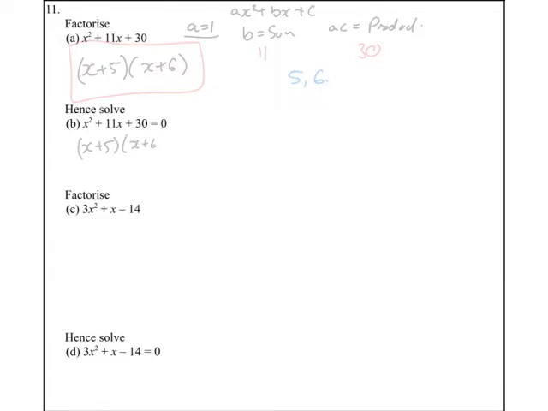So for the second part, you have to recognise you've got the same quadratic as in the first part, set equal to 0. Now the important thing about this is if you have two numbers multiplied together and they equal 0, either the first number is equal to 0 or the second number is equal to 0. This is the same as saying either x equals minus 5 or x equals minus 6.